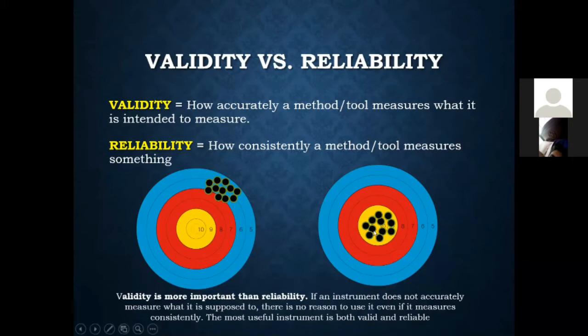So a measurement tool can have high reliability but low validity. In order for an instrument to be valid, it must have reliability. In general, validity is more important than reliability. If an instrument does not accurately measure what it is supposed to measure, there is no reason to use it, even if it measures consistently. The most useful instrument is both valid and reliable.